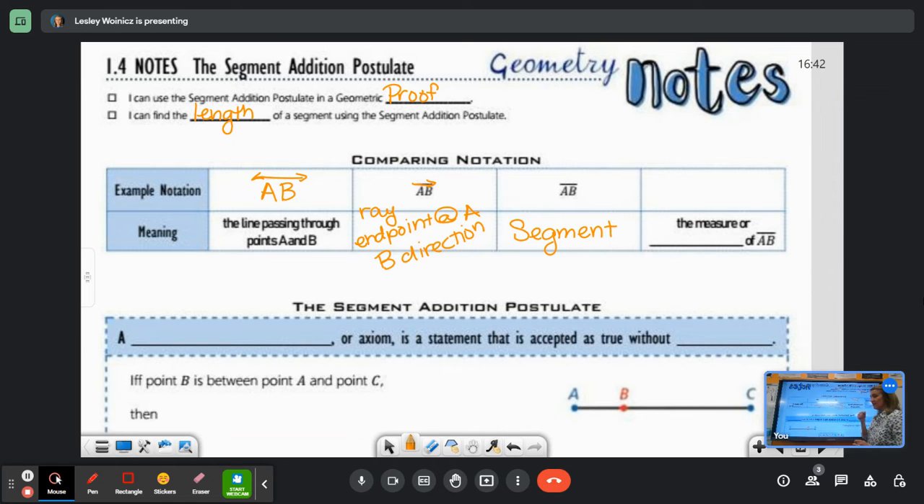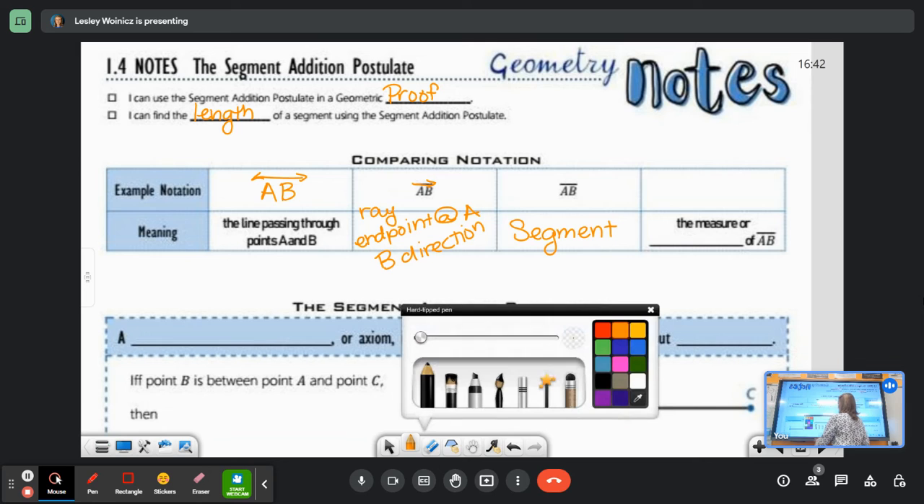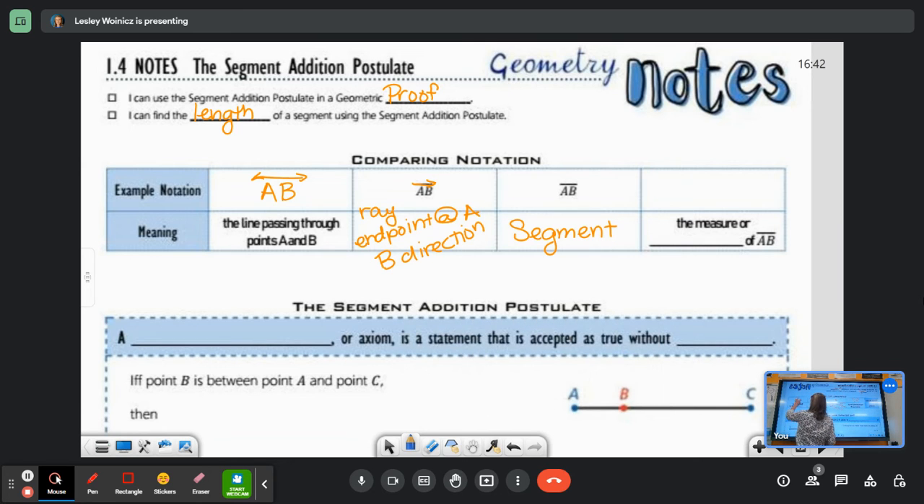Now, I've been hounding you, saying you have to remember your arrows and you have to remember to put a bar on it. It's because of today. Finally, we're going to learn what it means if we just write AB without the symbol on top of it. It means something totally different. It means the measure or the length of segment AB.